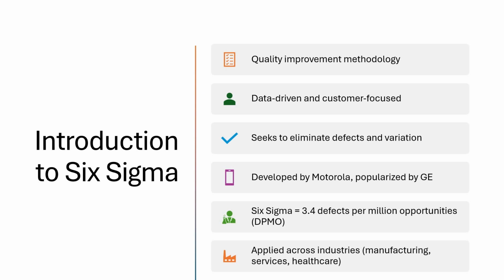The first and foremost point here that we need to understand is it is a quality improvement methodology. Six Sigma is a systematic, disciplined, and data-driven methodology aimed at improving quality by eliminating defects and minimizing variability in the process. The term sigma refers to standard deviation, a statistical measure of variability.